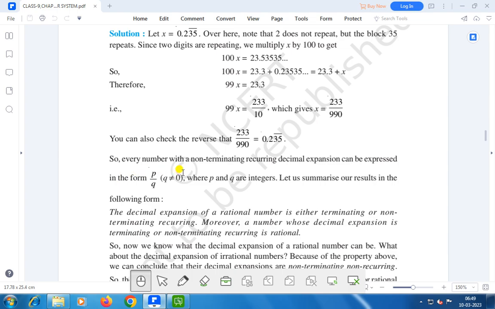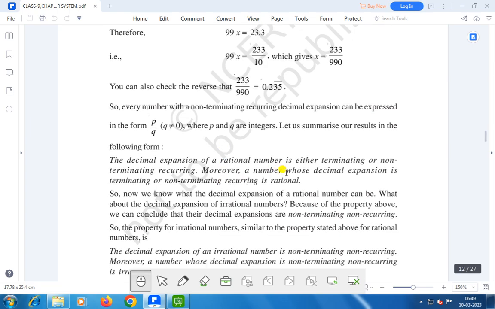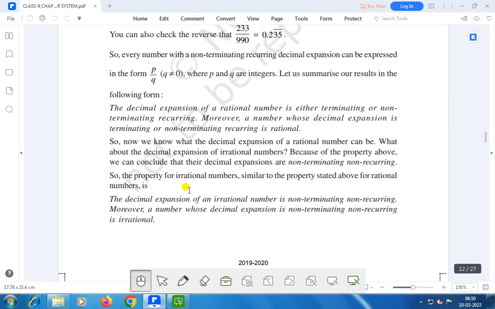So every number with a non-terminating recurring decimal can be expressed in the form p by q, where p and q are integers. Let us summarize our results in the following form. The decimal expansion of a rational number is either terminating or non-terminating recurring. Moreover, a number whose decimal expansion is terminating or non-terminating recurring is rational. So we now know the decimal expansion of a rational number.